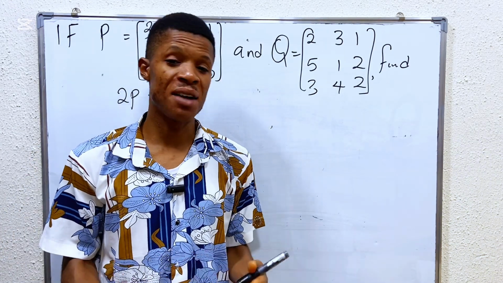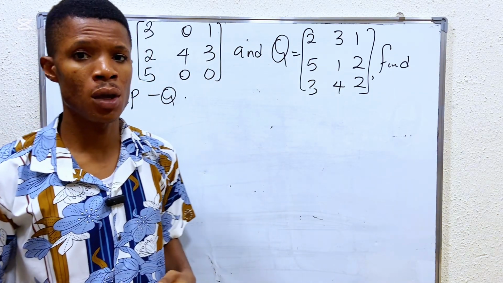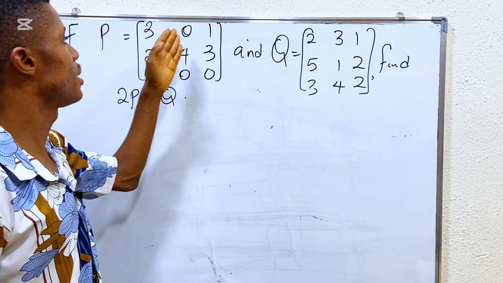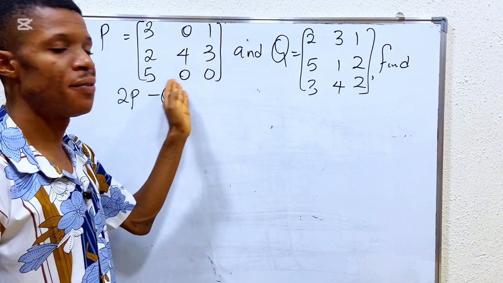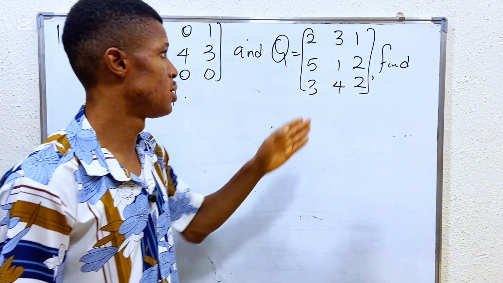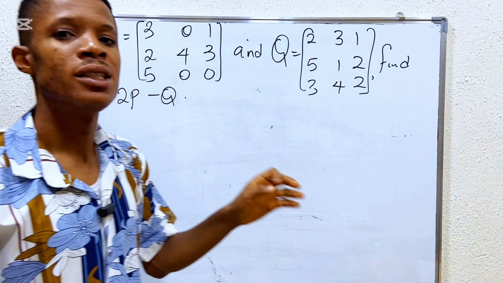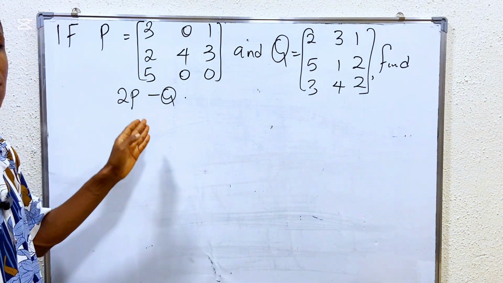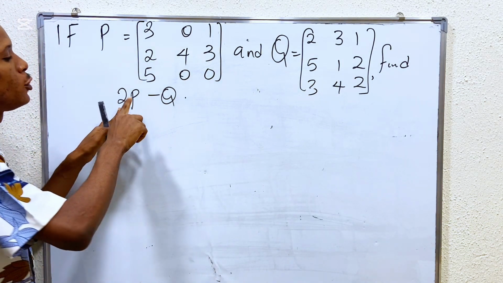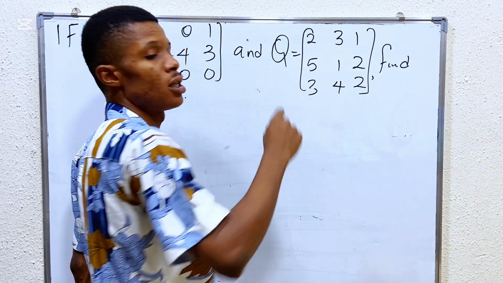The matrix question we have on the board. This time we are looking at a 3 by 3 matrix. Okay, so we have matrix P to be a matrix of 301, 243, 500, and another matrix, matrix Q, to be a matrix of 231, 512, 342. The question requires us to find a matrix of 2P minus Q. That means you are going to multiply matrix P by 2, then subtract the corresponding matrix Q.